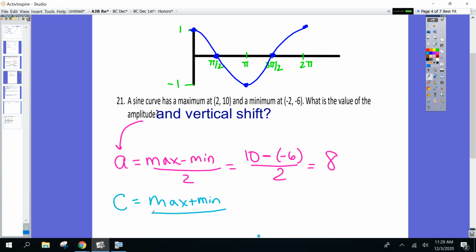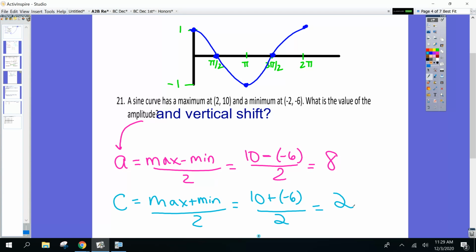All right, what was the max for this curve? 10. 10 plus the minimum? -6. Yep, all over 2. What's the shift? You end up getting 2. So that means I went up 2 here on this curve, up 2.